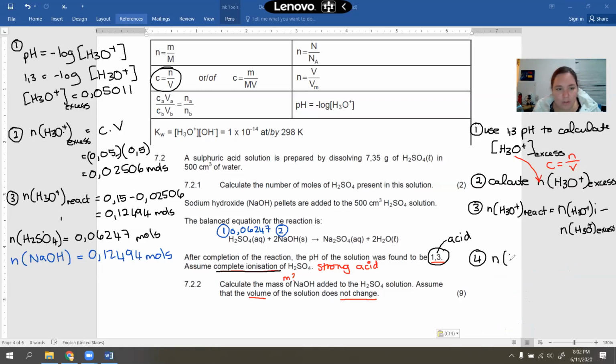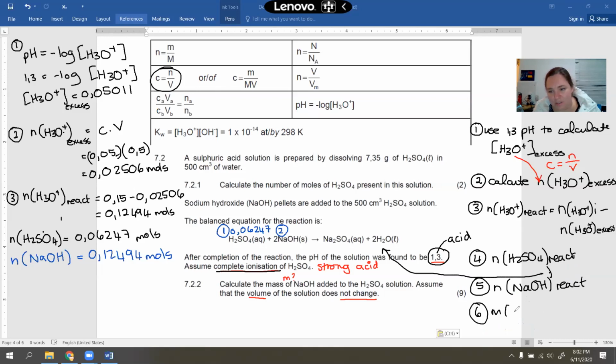the number of moles of H2SO4 that react. Then I worked out the number of moles of NaOH that react. These two depend on this mole ratio here. And then lastly, I worked out the mass of sodium hydroxide. So to work out the mass, mass is equal to the number of moles multiplied by the molar mass.